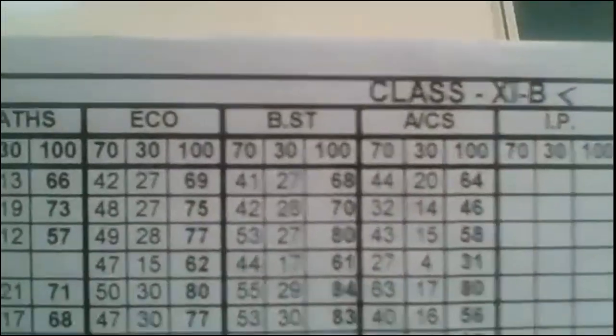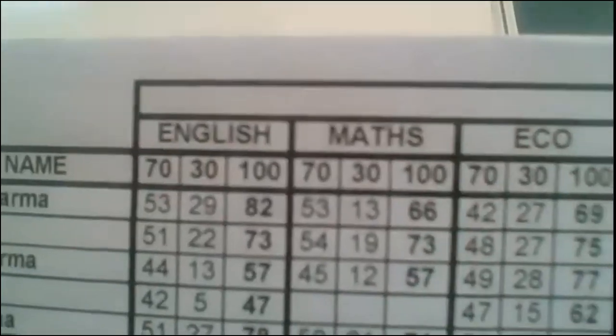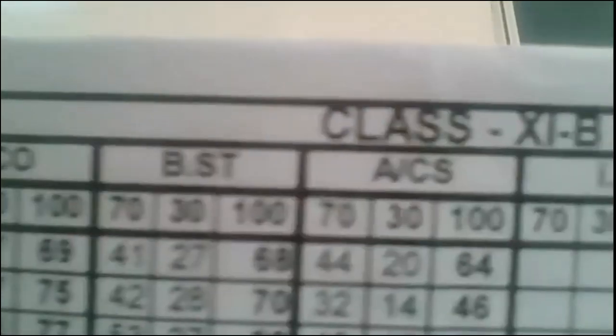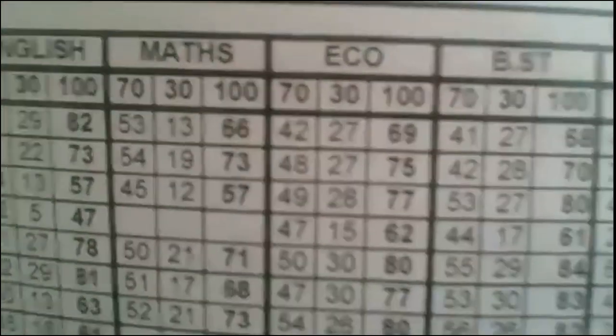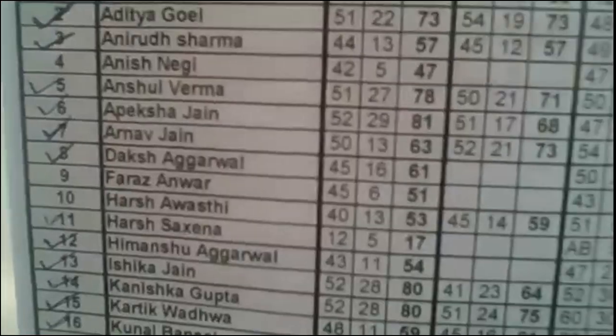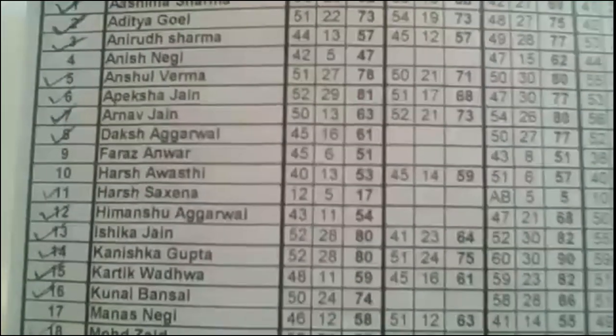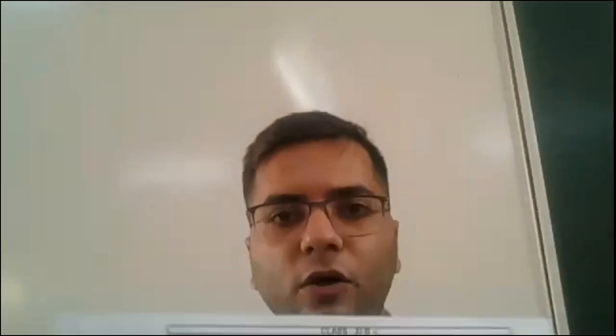See, class 11th B, and marks have been written as English, Maths, Economics, DST, Accounts, IP, Painting, and Physical Education. So this you can see is basically the rows जहाँ पे marks subjects लिखे हैं. And beta, where you are seeing that student name is written? Student name is written, na? Ashima, Aditya, Anirudh, Anish, Anshul, Apeksha, Arnav. These are the columns. ये सब आपकी columns. These are the columns. All right.